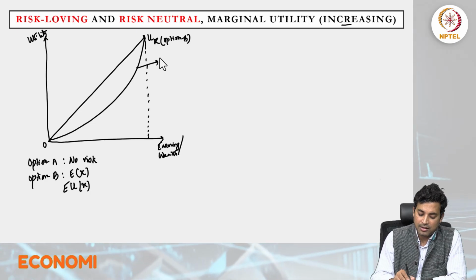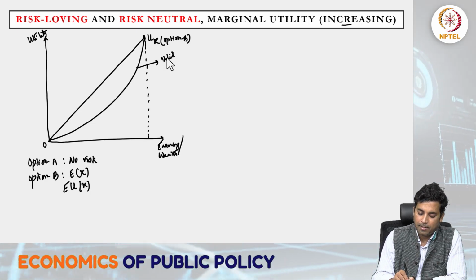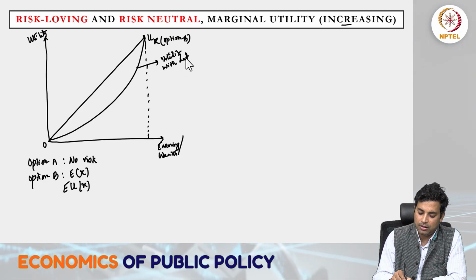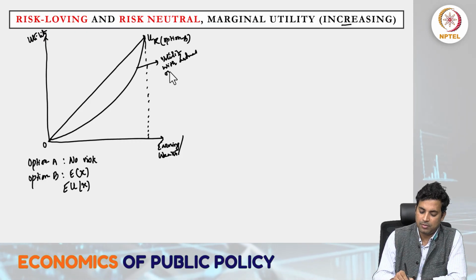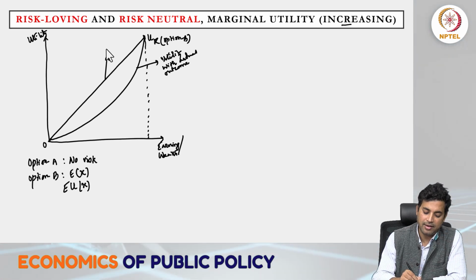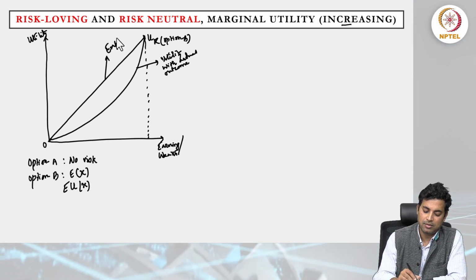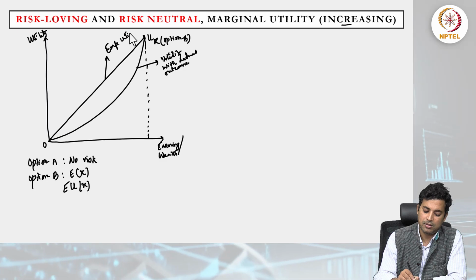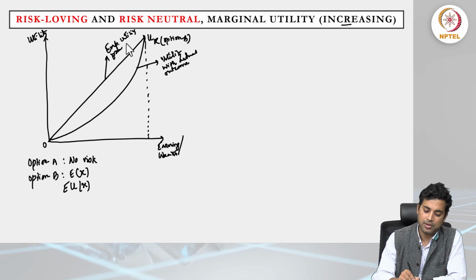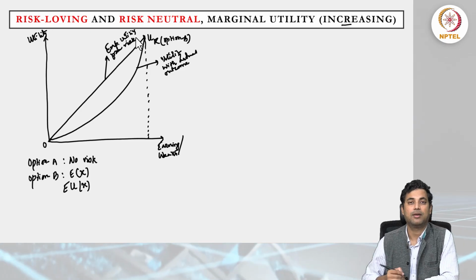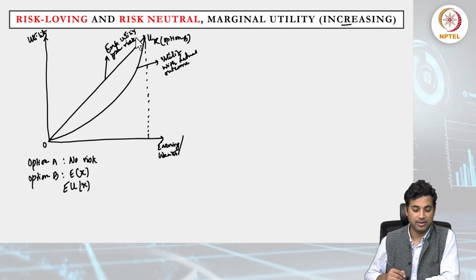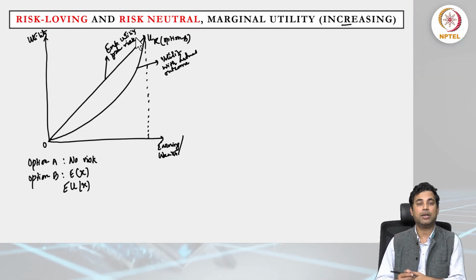So this is a utility curve, utility with actual outcome, and then this straight line is the expected utility from risky economic affairs that one individual got engaged with. So this is what it will look like.